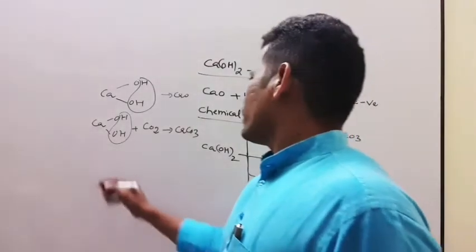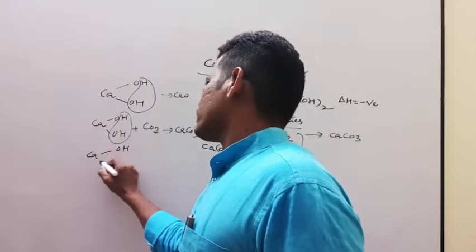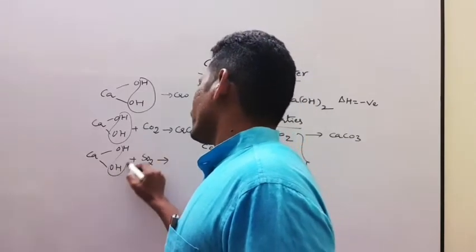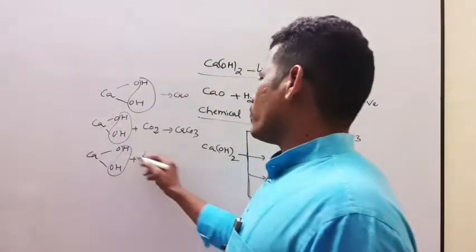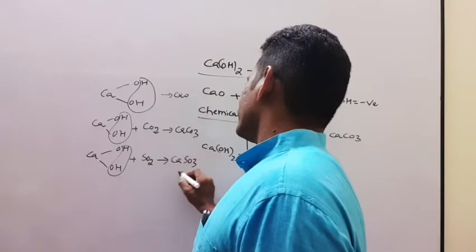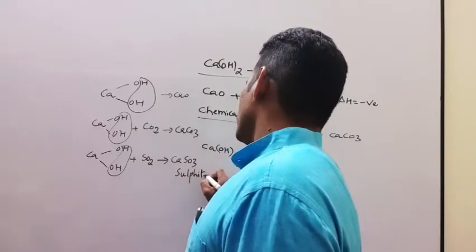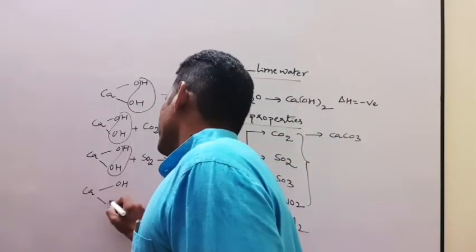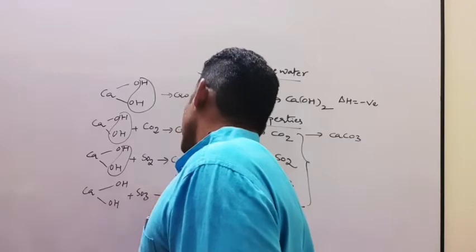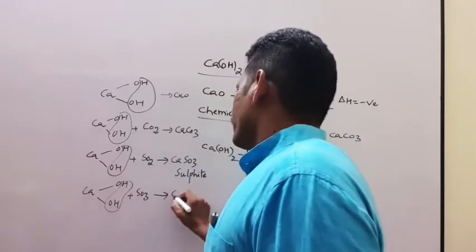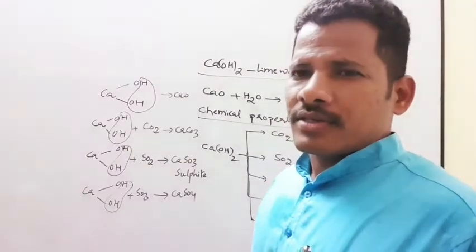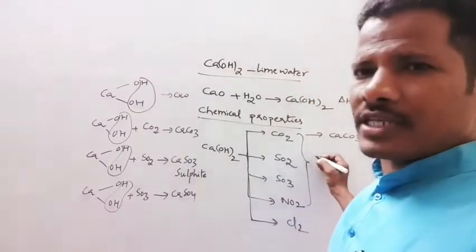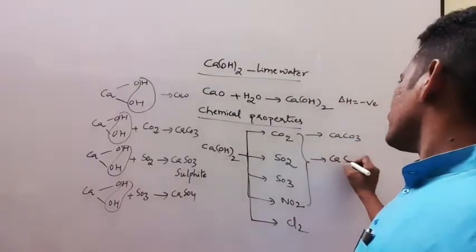Next, if you take Ca(OH)2 and react it with sulfur dioxide, the water molecule is removed. Now what is the resultant compound? Calcium sulfite. Now calcium hydroxide reacts with sulfur trioxide, the water molecule is removed, and our compound is calcium sulfate. Like this they remove pollutant gases from the atmosphere. Here, reacting with sulfur dioxide, we have the formula calcium sulfite.